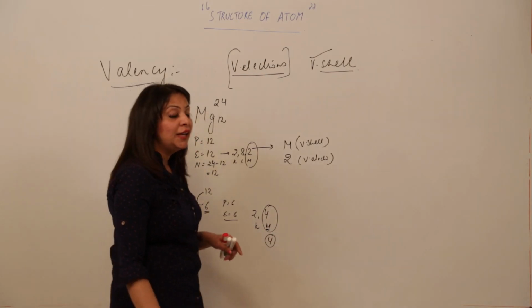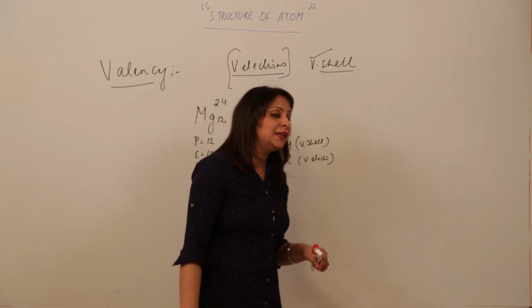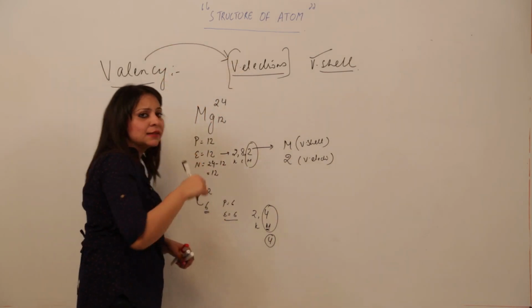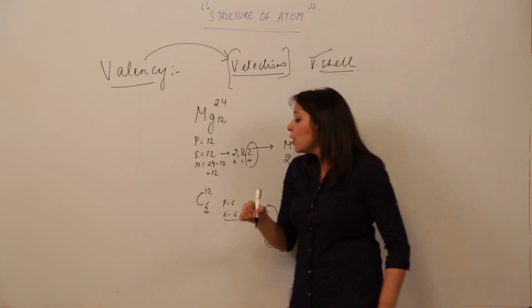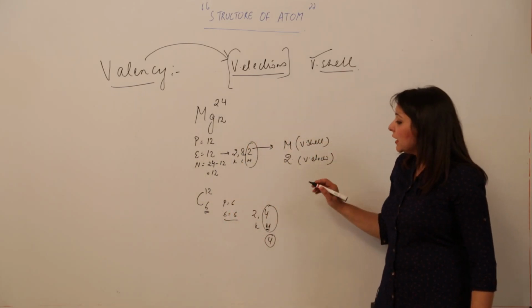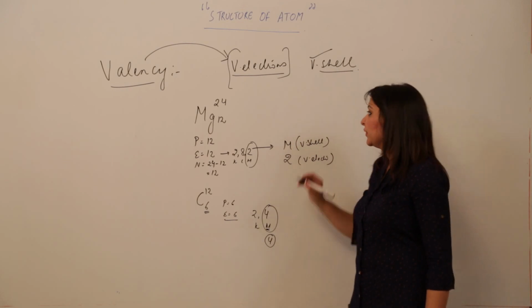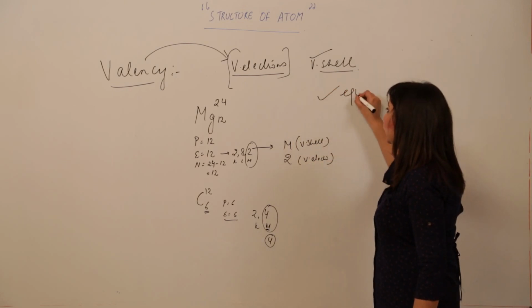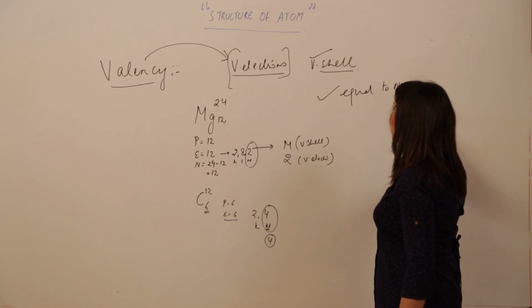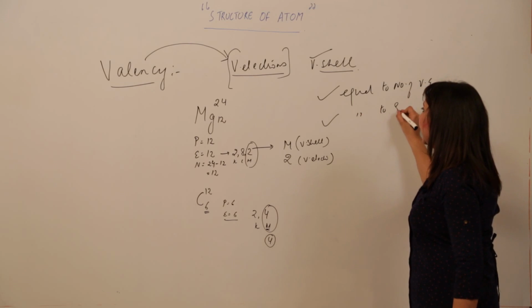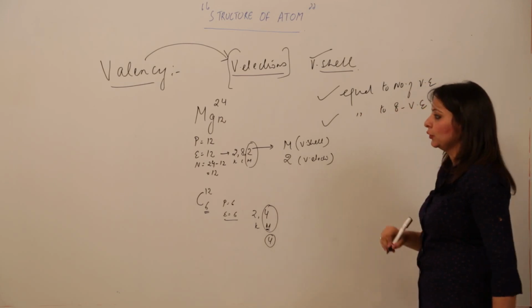Now what is the main role of the valence electron? As I told you, valency has the main role and it directly depends upon the valence electron. So the valency is indicated by the valence electron. Now how does it depend on the valence electron? See, it is either equal to the number of valence electrons or it is equal to 8 minus the valence electrons.